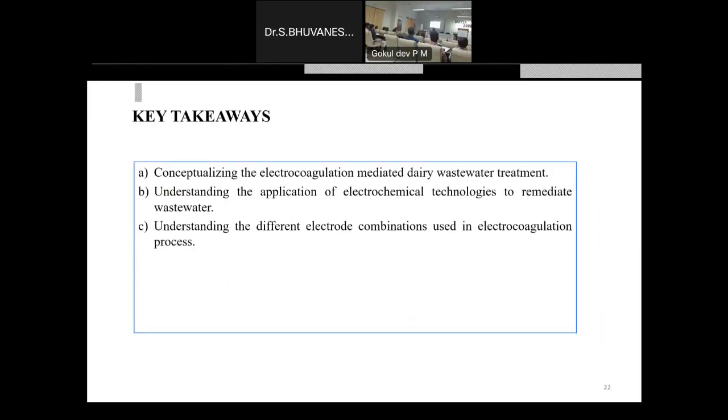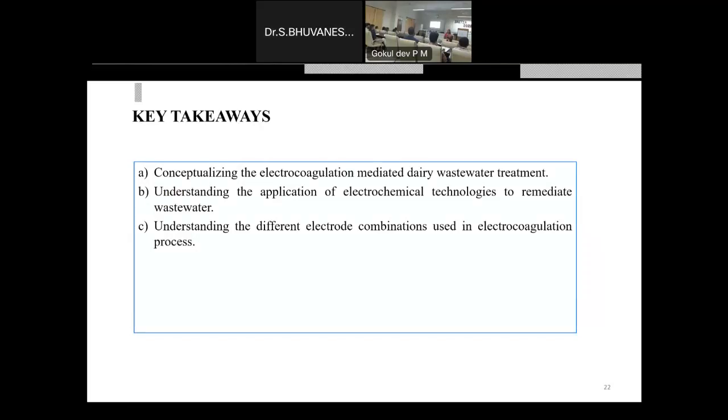Now, what are the key takeaways? What have you taken from this paper by knowing all this concept? He has studied reaction time, pH effect, then performance in terms of COD removal, turbidity removal, all those things. So what is the takeaway principle or concepts?